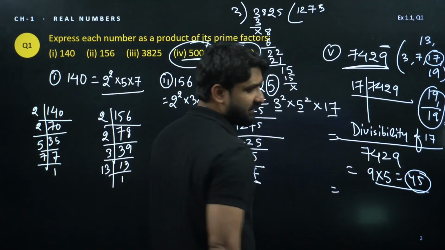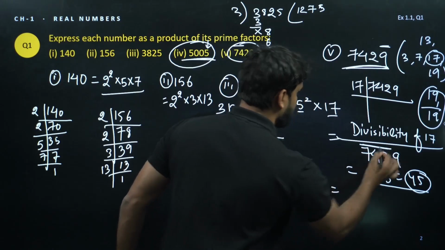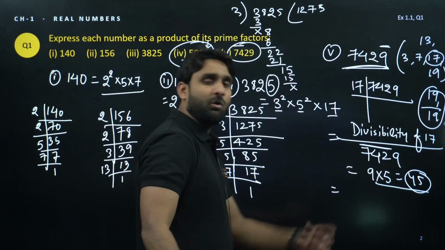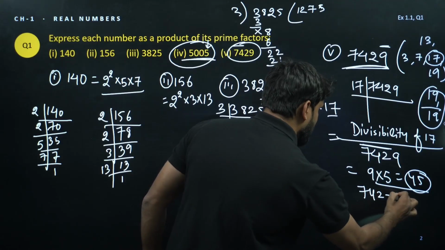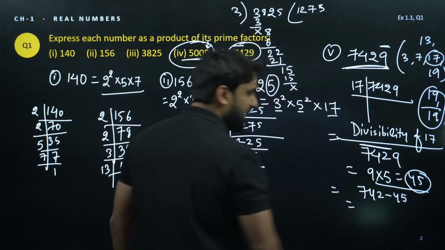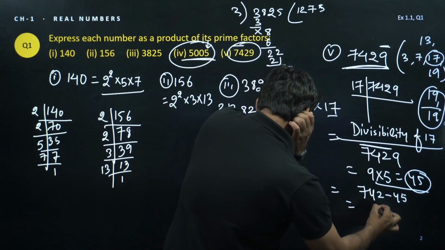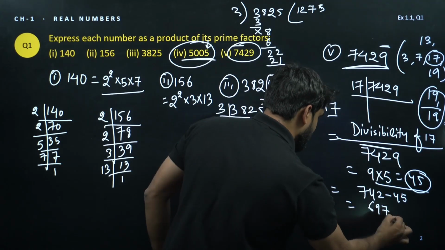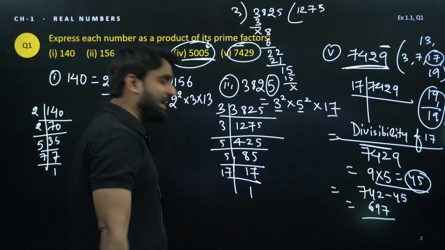Now subtract this number 45 from the remaining 3 digits, except 9, because 9 has already been multiplied. Now subtract. 742 minus 45. What are we getting here? We are getting 697.